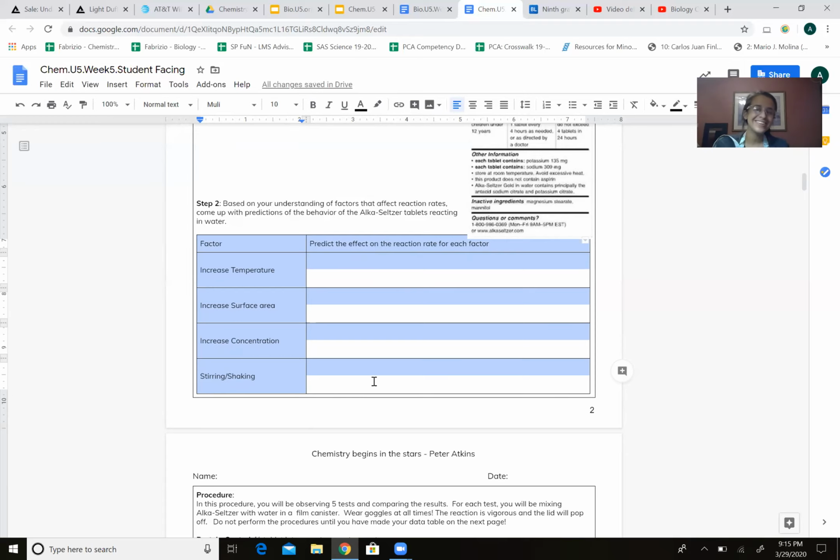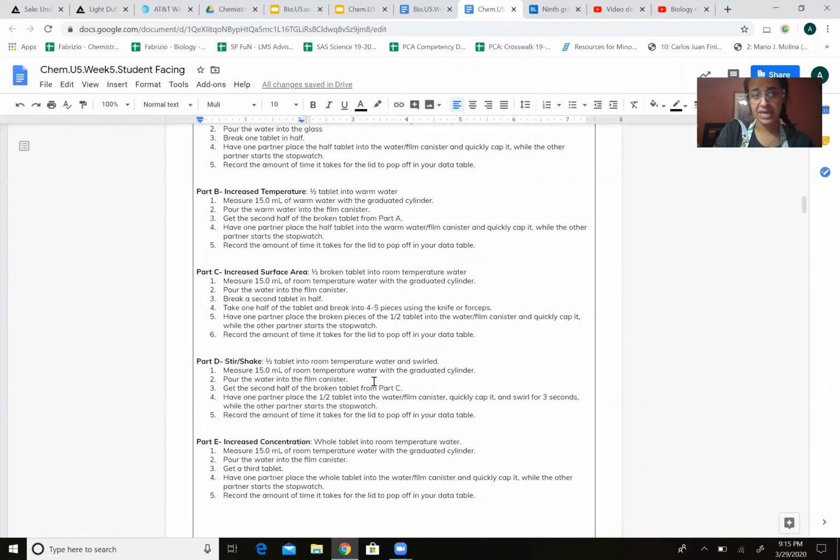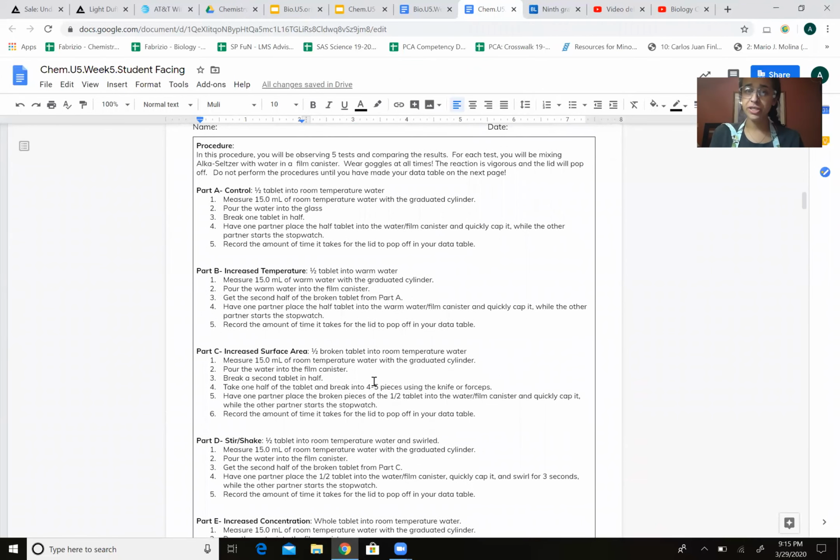Okay, welcome back. So by now you should have completed the table at the bottom of page 2. So you should have predicted what you think is going to happen when we increase the temperature, the surface area, and concentration, and add stirring or shaking to our Alka-Seltzer experiment. So now on page 3, I basically just have the whole procedure for you. So it lays out what we're doing.